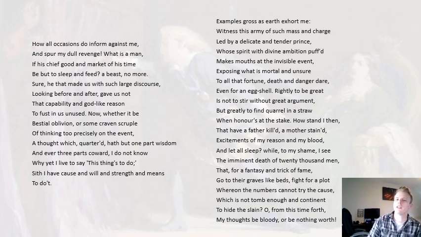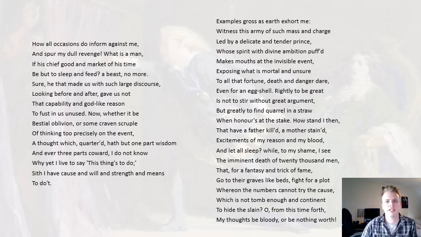"How stand I then, that hath a father killed, a mother stained, excitements of my reason and my blood, and let all sleep?" So again, it returns to that rhetorical questioning, and he's saying, well, I've got more than a quarrel and a straw that's hit my honour. I've got a dead father, I've got a mother stained. So he's got these reasons, and he's rhetorically questioning himself, well, why have I not acted? I've got the great argument, and I have not yet acted.